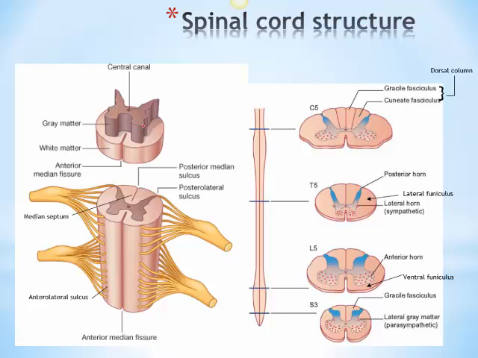These are called horns. So since this part is lying posteriorly, this would be called the posterior horn. This lies anteriorly, sorry, it's called anterior or ventral horn. Posterior or also dorsal horn.